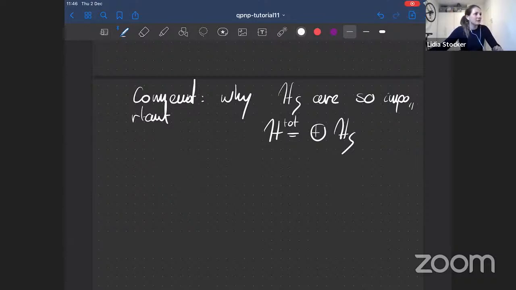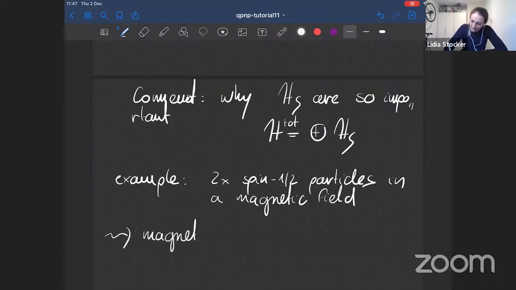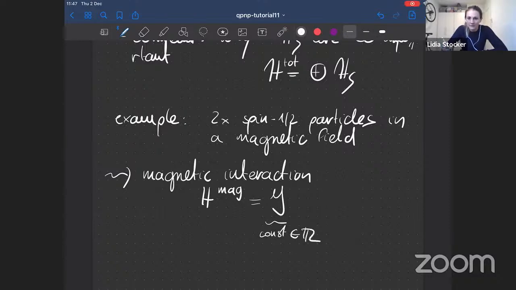Sorry, I'll just show an example: 2 spin 1/2 particles in a magnetic field. And we have that the magnetic interaction of these particles is given by H, the Hamiltonian. I write it, oh, now I use the same H for Hamiltonian and Hilbert space, very bad. H magnetic interaction is given by J, which is a real constant, and then S1 times S2, and now I will tell you exactly what these are.